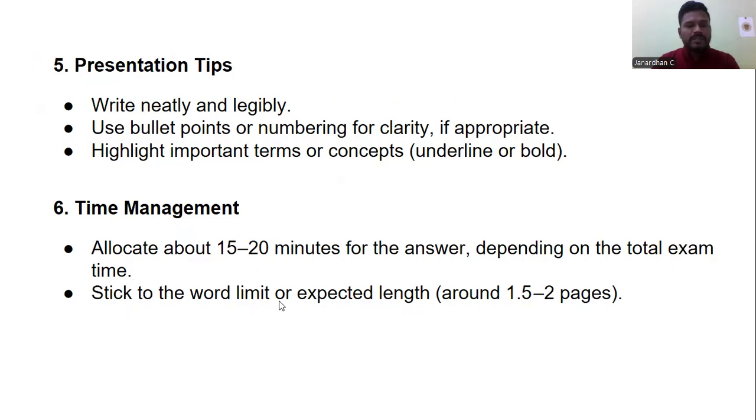Stick to the word limits, expected length. Here in your BCom exam, there is no expected length, but students, you always try to trouble the teachers. How many pages do you have to write? No, it's not about how many pages. It's about how comprehensively you can write the answer. So, for now, to answer that question, I can say 1.5 to 2 pages comprehensively, or 3 pages if you write elaborately.